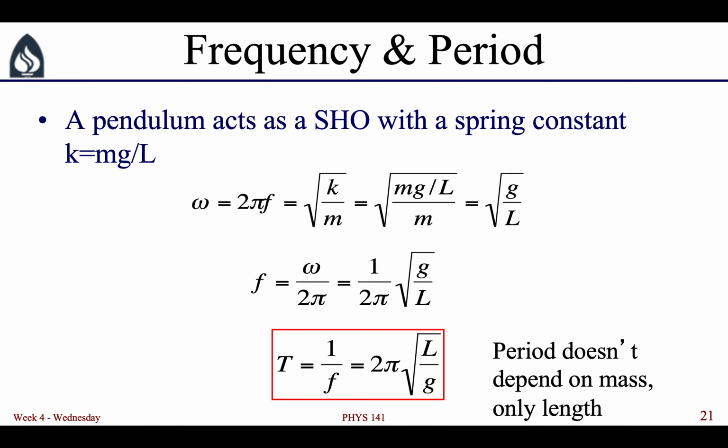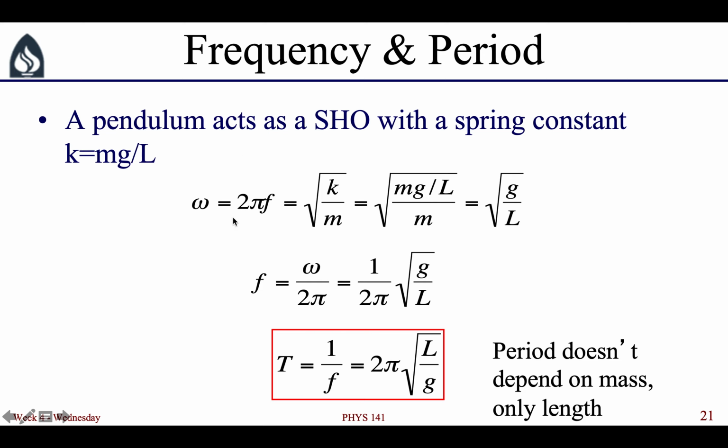So a pendulum, we can say, as long as the angles aren't too big, acts like a simple harmonic oscillator with a spring constant equal to mg over L, where m is the mass of the weight on the end of the string and L is the length of the string.